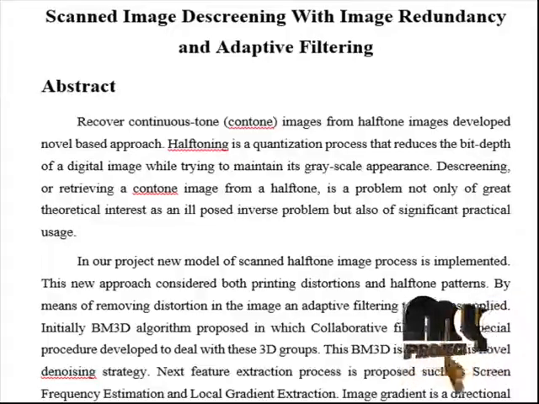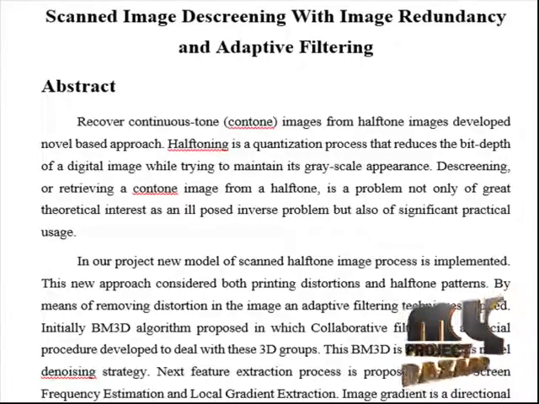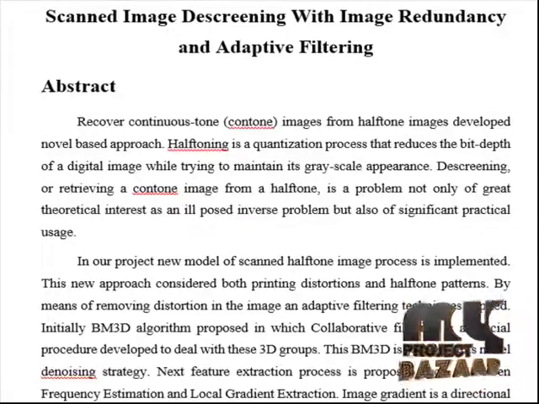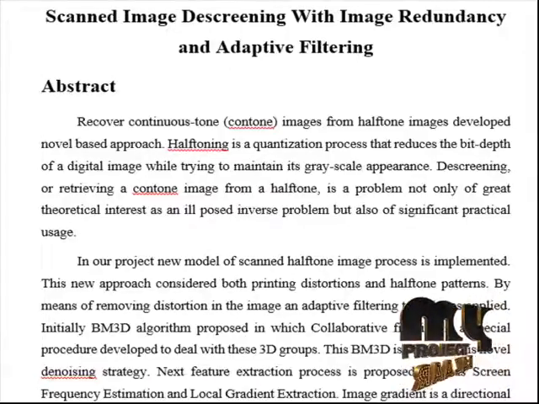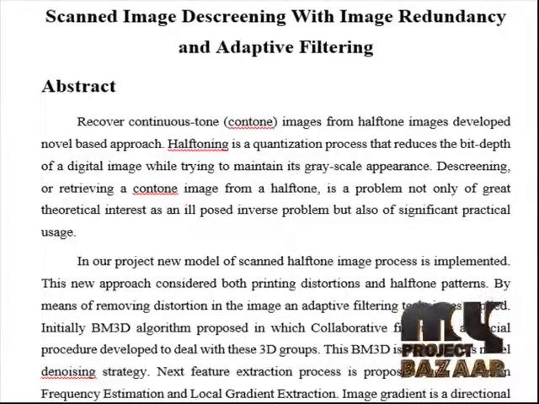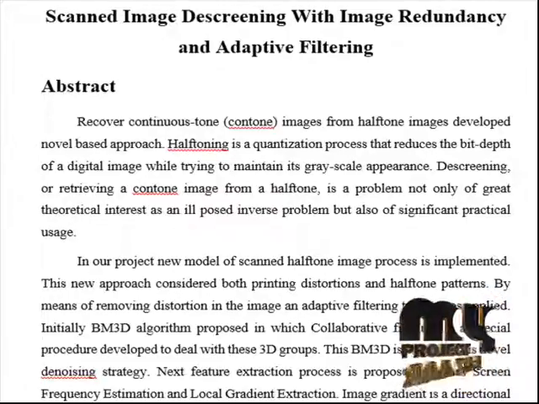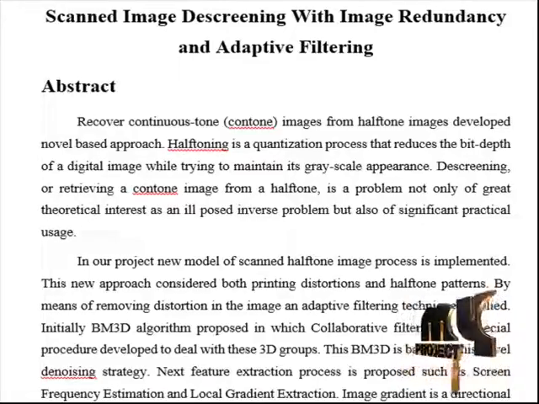Develop a novel approach. Half-toning is a quantization process that reduces the bit depth of a digital image while trying to maintain its grayscale appearance. Descreening, or retrieving a contone image from a half-tone, is a problem not only of great theoretical interest as an ill-posed inverse problem, but also of significant practical usage.